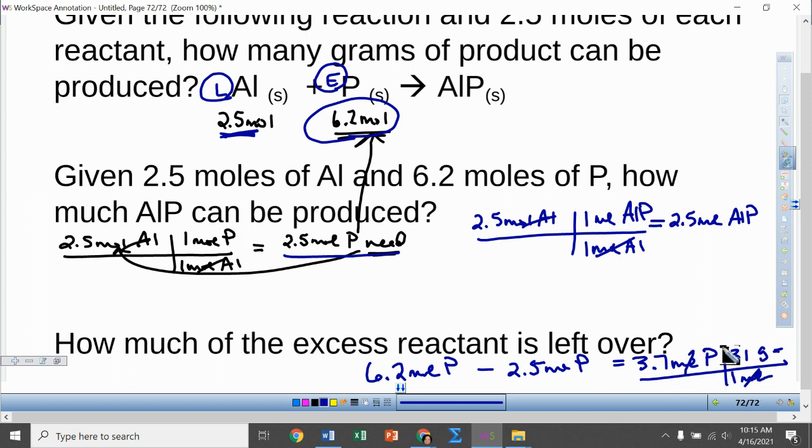And again, I've mentioned this before, but anytime that you're converting from moles to grams, you're going to just use 1 mole, okay? The balanced equation isn't going to come into play here. You're just going from grams to moles, moles to grams.